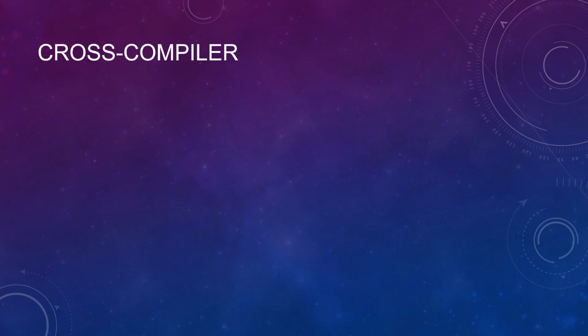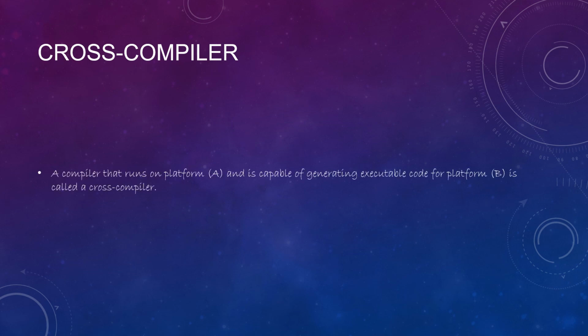Now this is the cross compiler. A cross compiler runs on platform A and is capable of generating executable code for platform B. Simple. A compiler that runs on platform A and is capable of generating executable code for platform B is called a cross compiler.